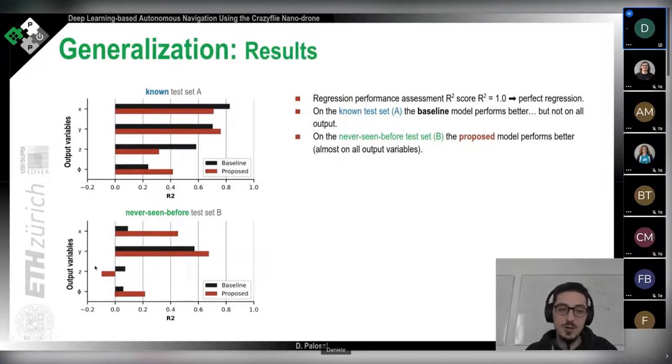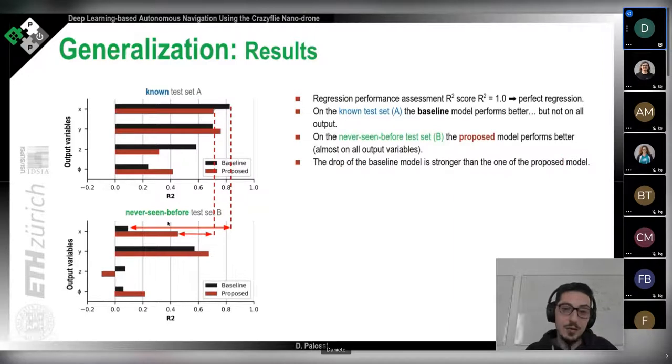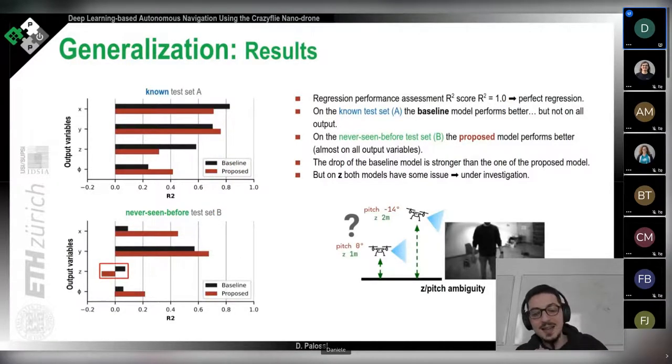On Z, I will give you more detail in a short while. Let's hold that for a moment. And moreover, if you think about the relative drop in performance on the never-seen-before set, you see that the proposed one with background randomization loses much less than the baseline, which dramatically drops on X and also on phi. About that, as I said, this is quite tricky.